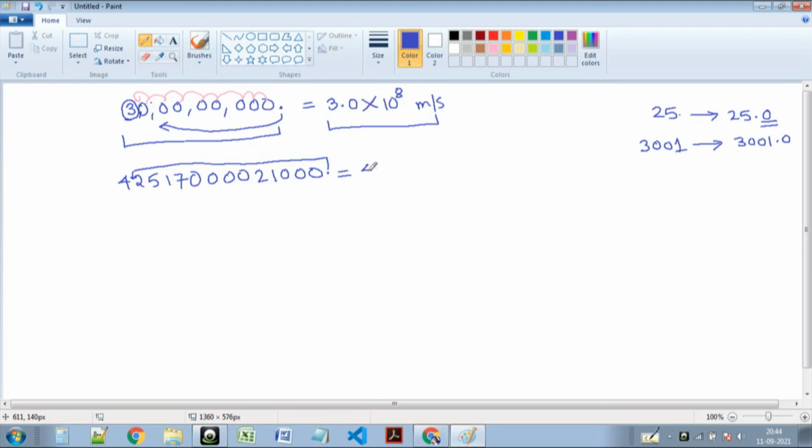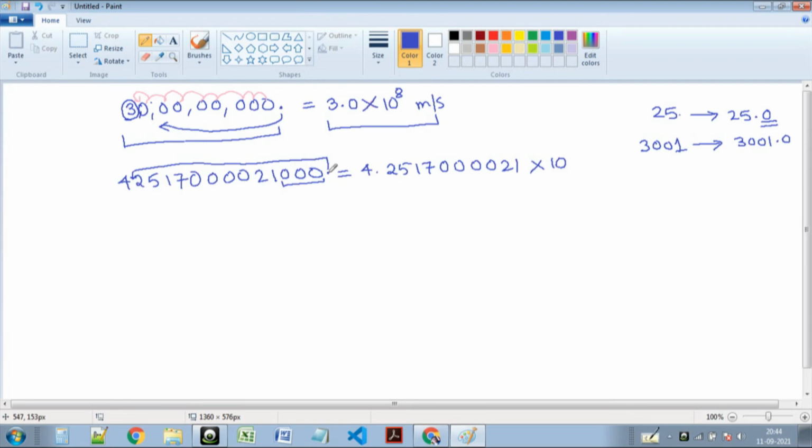So we will write 4.2517000021. After this 1, you can see that all are zeros, so no need to write them, because after the decimal, if only zeros are there, then we can neglect them. Okay, so into 10 to the power, what will we write?